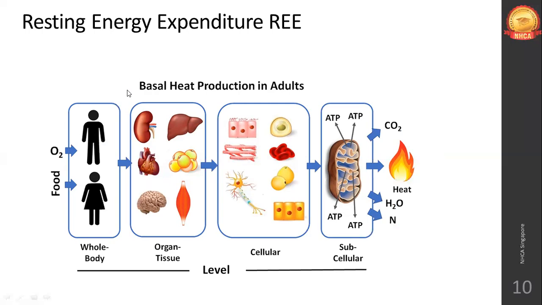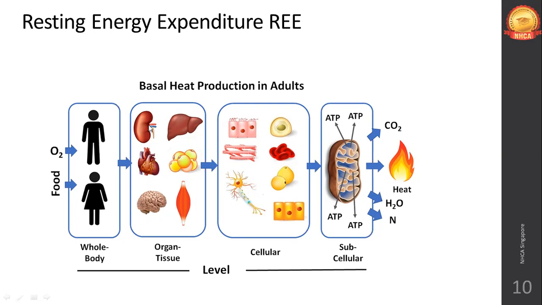The resting energy expenditure. When you eat food and when you breathe in, you get oxygen and food. These are the components required to produce heat in the body. You require oxygen, you have to respire, for oxygen to be taken up by the cells and to release heat. Along with that, food is also required to break down the macronutrients and give heat.